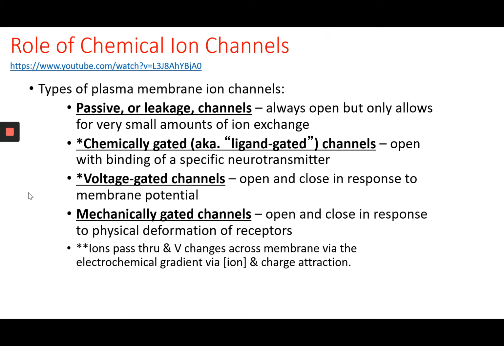When these channels, whether they're passive, chemically gated, voltage gated, or mechanically gated, open, ions are allowed to pass through. If ions go into the cell, that's called influx. If ions leave or exit the cell, that's called efflux. And this movement of ions, which are charged, can change the membrane potential. So movement of charged ions can disrupt the resting membrane potential, and that's what we see occur when an action potential is generated.